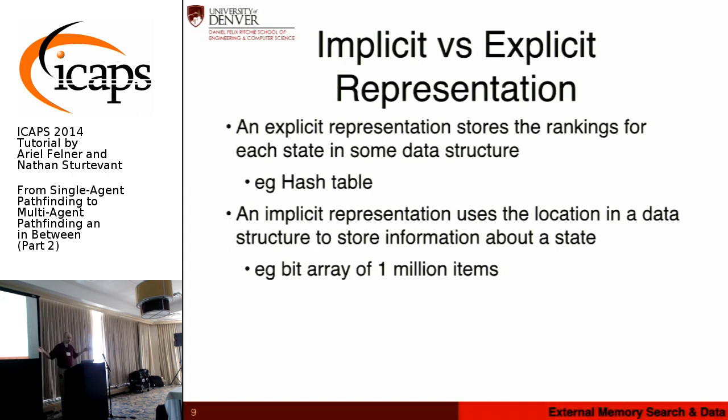But when I have this compact mapping, I can use an implicit representation where the address in memory is actually the identification of the state. So I don't actually have to store the identity of the state. I just use its address in memory to say, well, this is state 5 million. It's at address 5 million. And then I only need to store 1 bit there, or whatever small information I need to identify that state. So that's a key distinction in the algorithms that I'm going to present here.